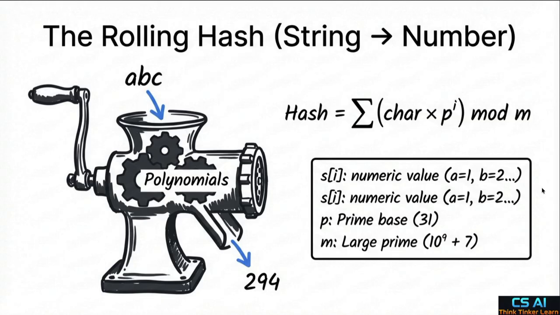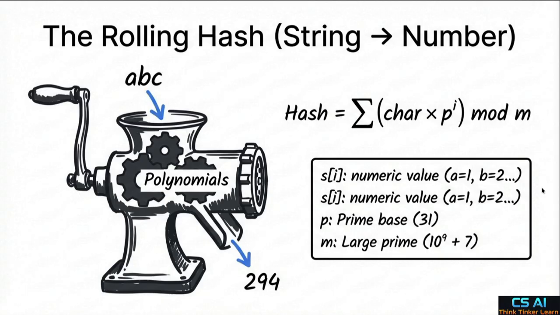Think of a rolling hash as a meat grinder for data. You put in a string like ABC and it cranks out a single number like 294. This is done using a polynomial rolling hash function. The math involves treating the string as a number in a specific base, usually a prime number like 31. We multiply each character by a power of that prime and sum them up, taking the result modulo a very large prime number, to avoid overflow and reduce collisions.